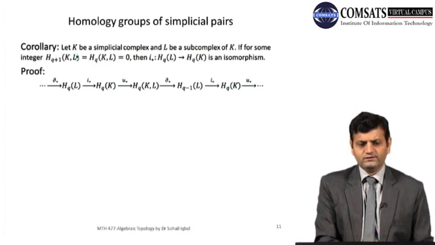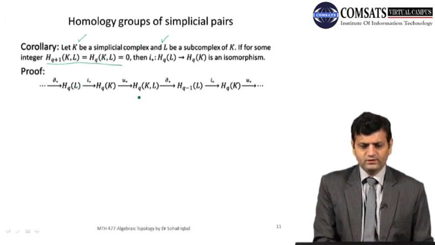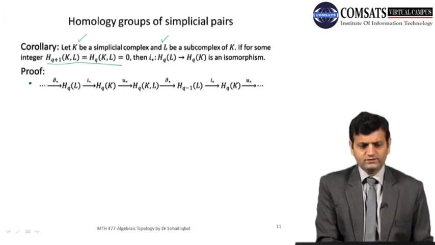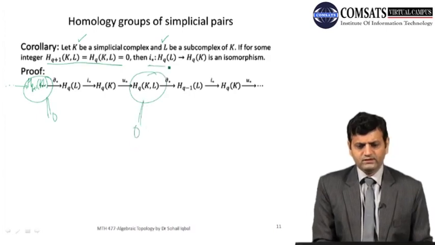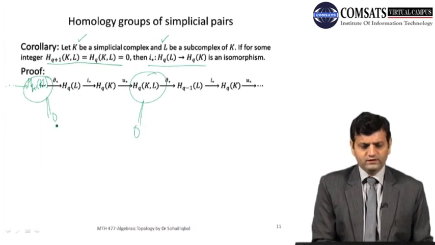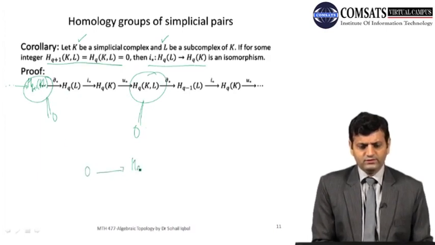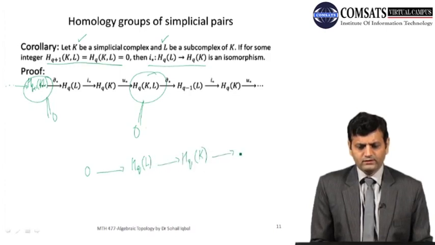Now we have simple corollaries of our result. Corollary number 1 says that if we have a simplicial complex K and a subcomplex L, and if this condition is satisfied, that H_{q+1}(K,L) is 0 and H_q(K,L) is 0, then this is an isomorphism. So basically if these are 0, then we have this picture: H_q(L) goes to H_q(K), to 0.